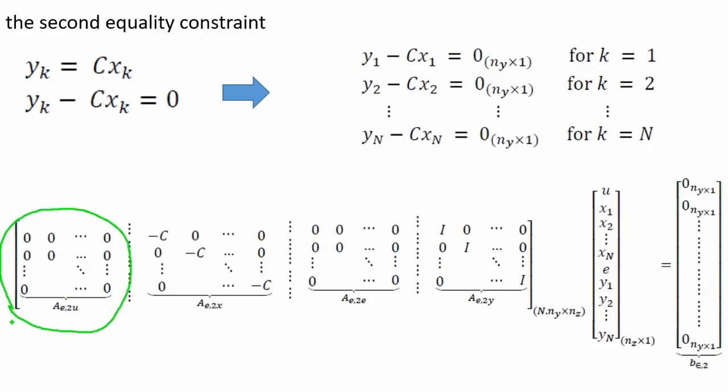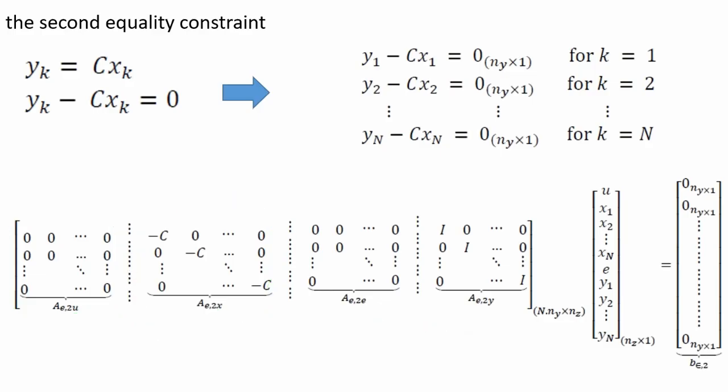So we write 2 here. But this one is for the control inputs, so it is u. This one is also from the second equality constraint, but it is for the control inputs. This one is for the states, so we write x here, and so on for the remaining 2 parts.